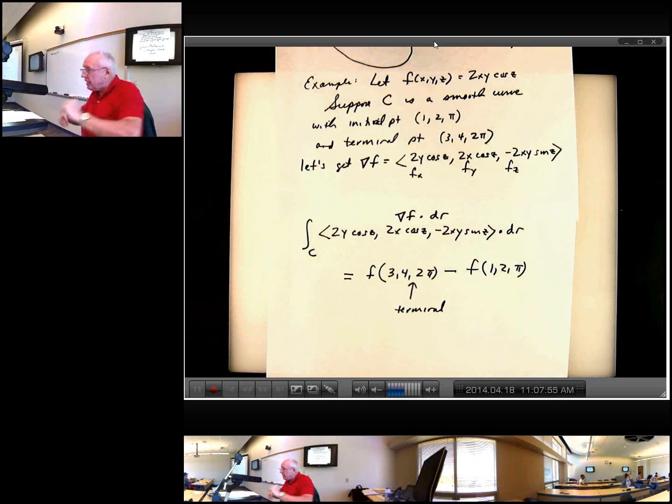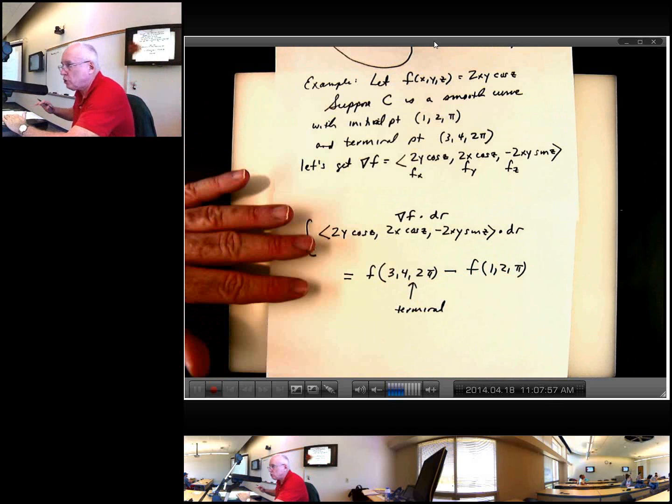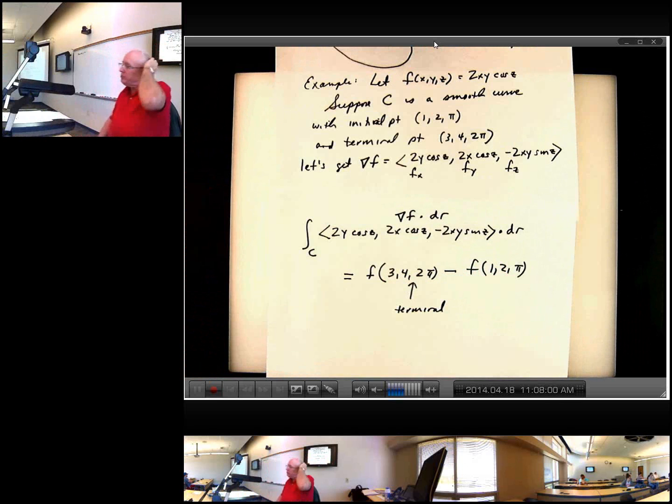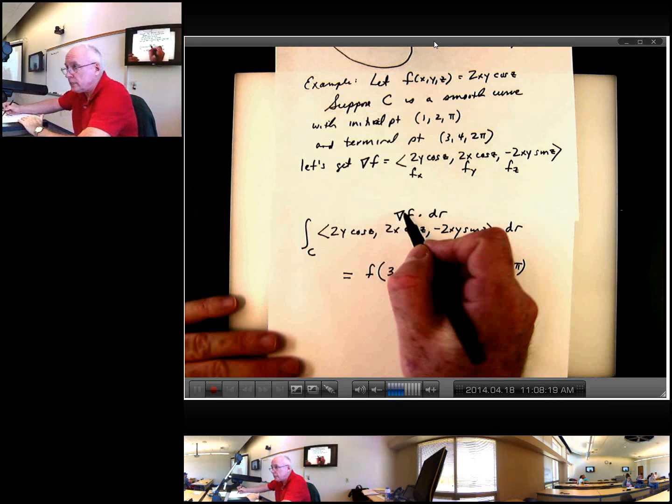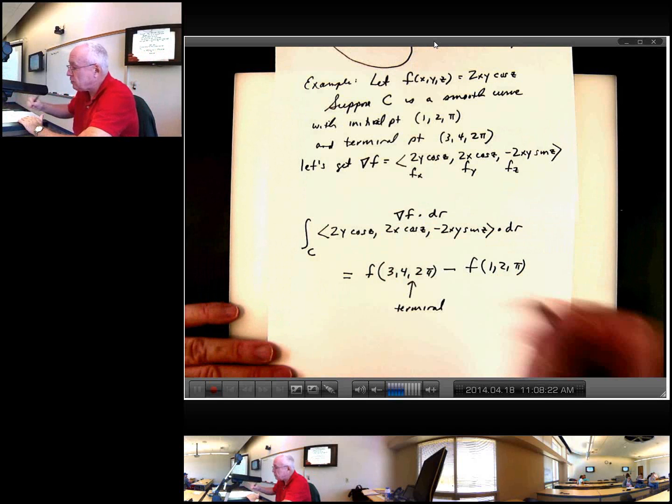Notice in this case, I don't even specify what the curve is. All I'm saying is it's a smooth curve that starts at one point and ends at another, because I don't really need to be concerned about what the specific curve is. All I need is the endpoints in order to evaluate this, because we're talking about the gradient of f. So that's all I need.